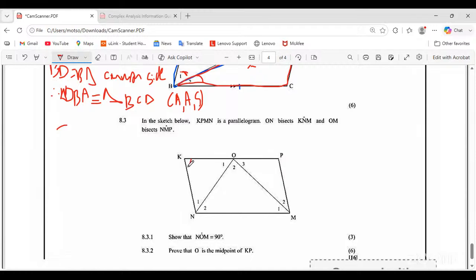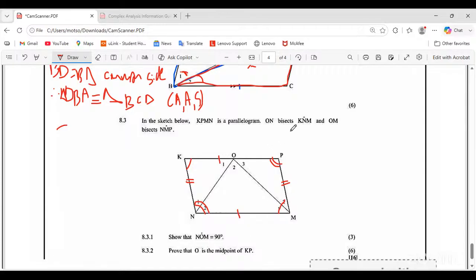This angle is equal to that angle. Why? Because opposite angles of a parallelogram are equal. This angle is equal to this angle. Why? Because opposite angles of a parallelogram are equal. Yes, and this side, KP, is equal to this side, NM. Why? Because opposite sides of a parallelogram are equal. And then KN is equal to PM. Why? Because opposite sides of a parallelogram are equal. Okay, now we are done with our analysis.